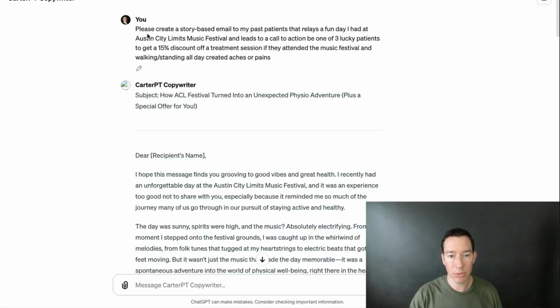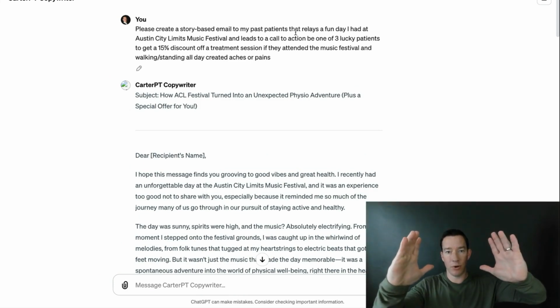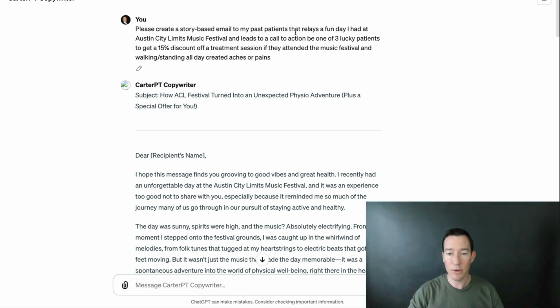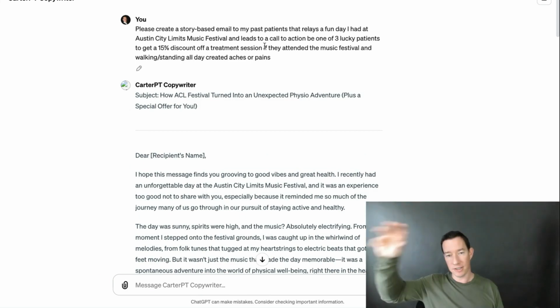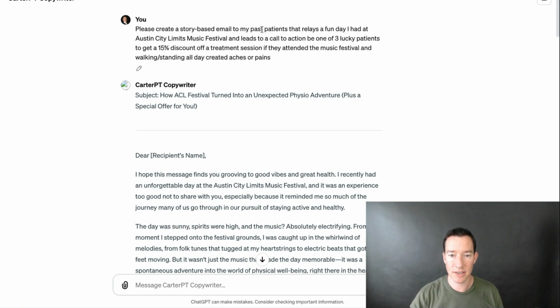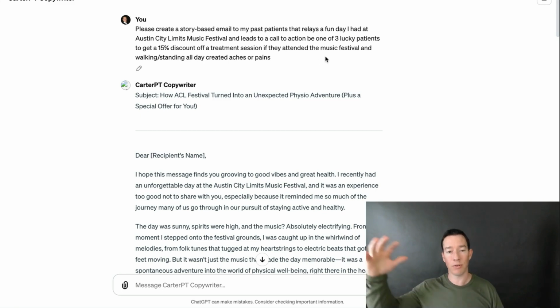So here, the general structure is going to be, please create a story-based email about insert story, right? And it can be anything you want. The possibilities are limitless, that leads to this call to action. So in this case, I said, create a story-based email to my past patients about a fun day I had at ACL, Austin City Limits Music Festival. It leads to the call to action to be one of 3 lucky patients to get a 15% discount off of a treatment session if they attended the festival, and all that walking or standing, you created aches or pains, right?